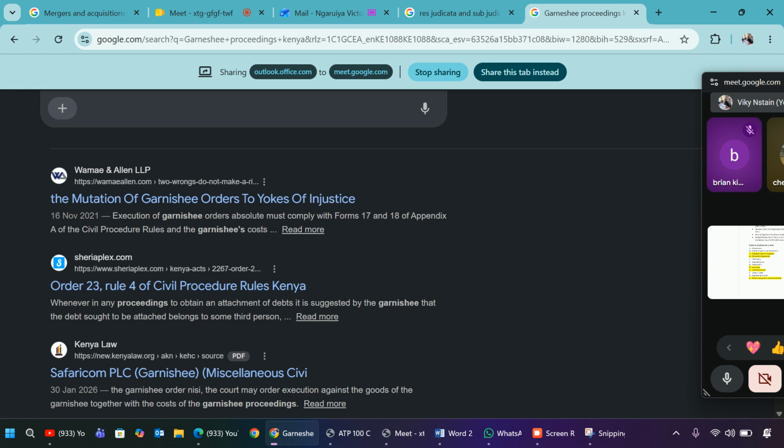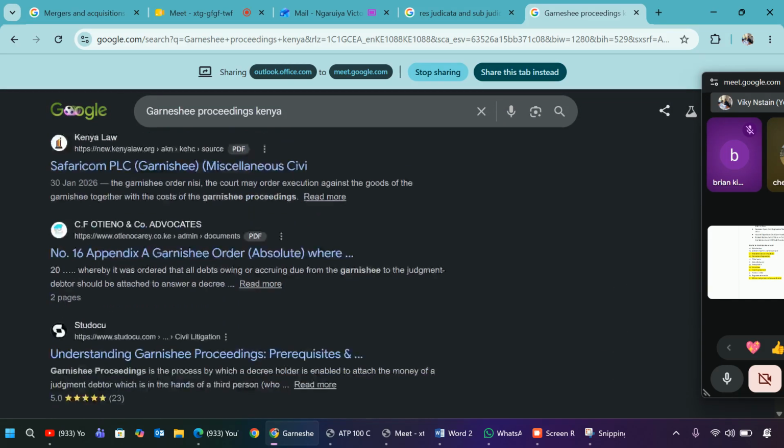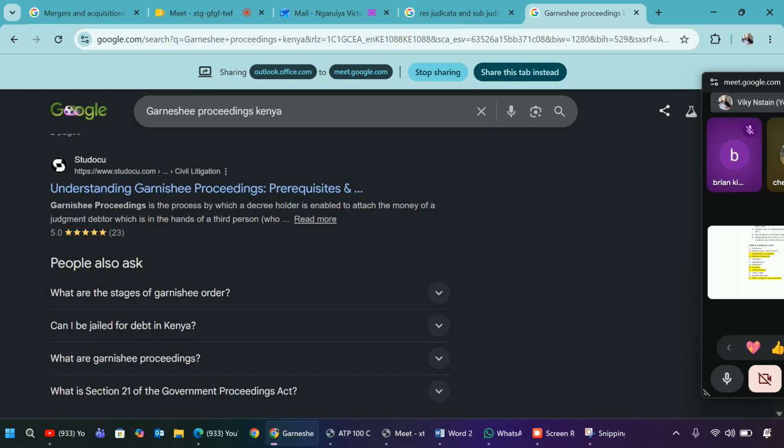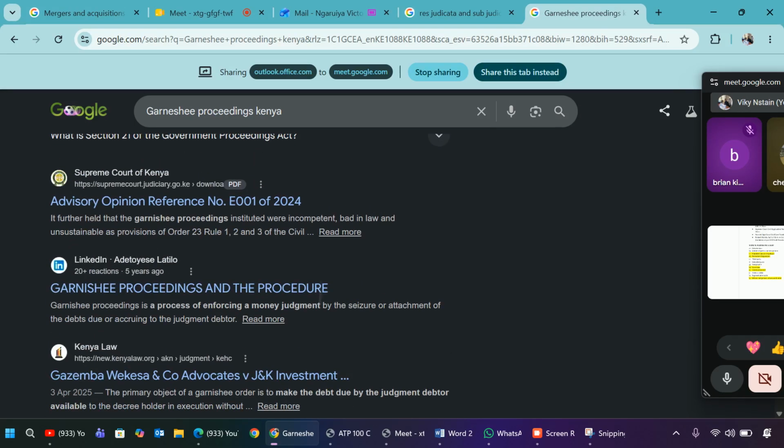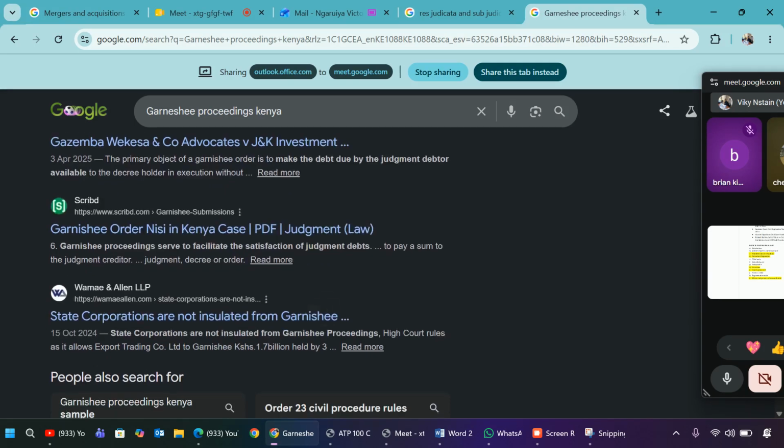So it has changed the previous position, in that with an agency notice, where they have now used the third party, the agency notice has been served, and then before the money is released, you had time to rush to court. But in this situation, the money will be deducted first, then you will complain later. That is how they have tried to beat around that requirement.